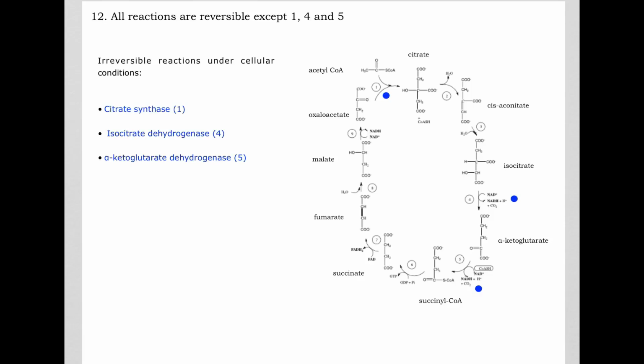All except 3 reactions of the Krebs cycle are reversible. Only these 3 are not: those catalyzed by citrate synthase, reaction 1, isocitrate dehydrogenase, reaction 4, and alpha ketoglutarate dehydrogenase. These 3 reactions are the irreversible reactions under cellular conditions. As we'll see later, when we talk about regulation of metabolism, these are the points where the cycle is closely regulated.